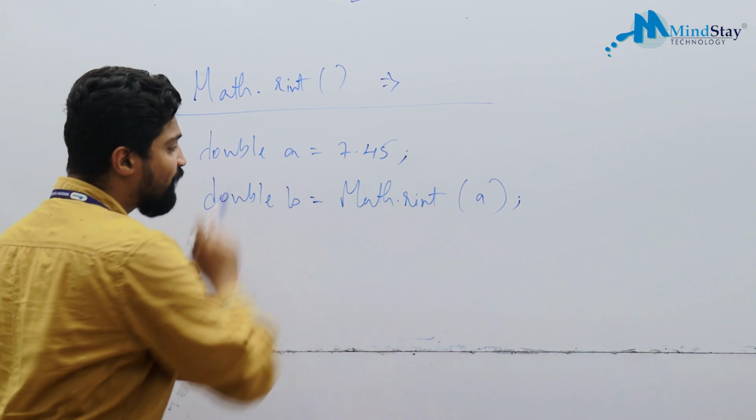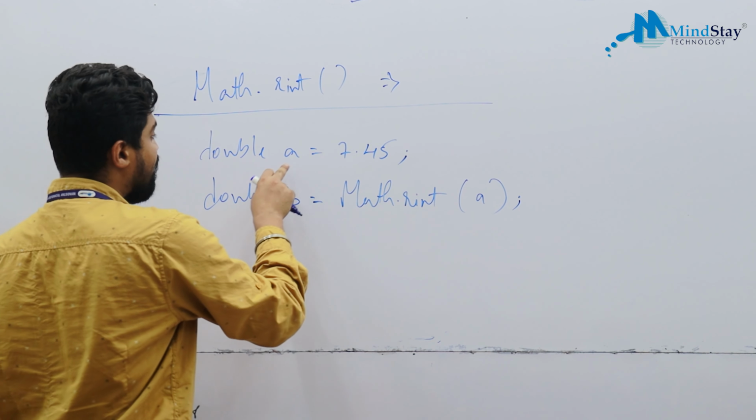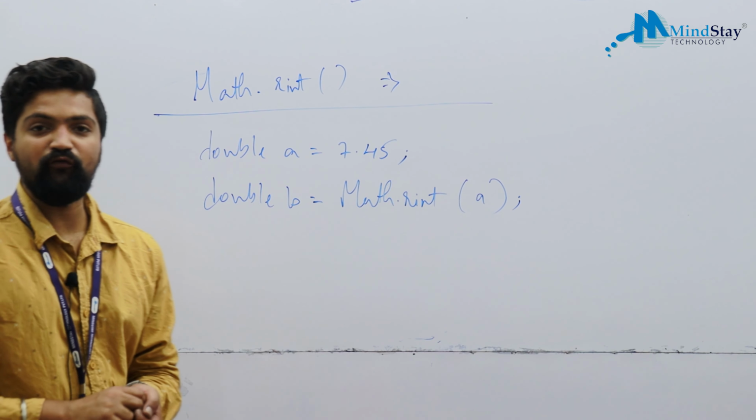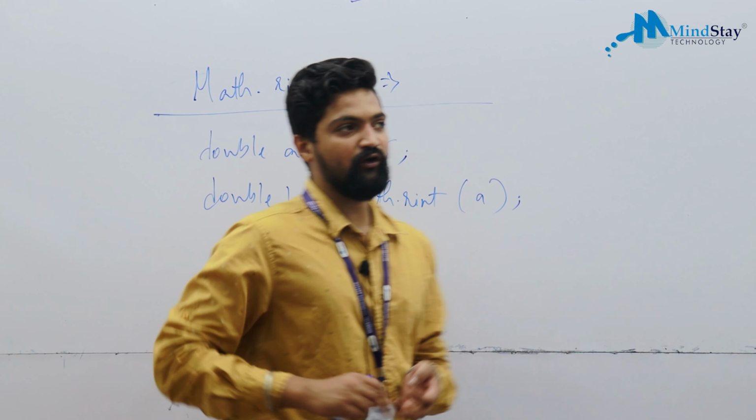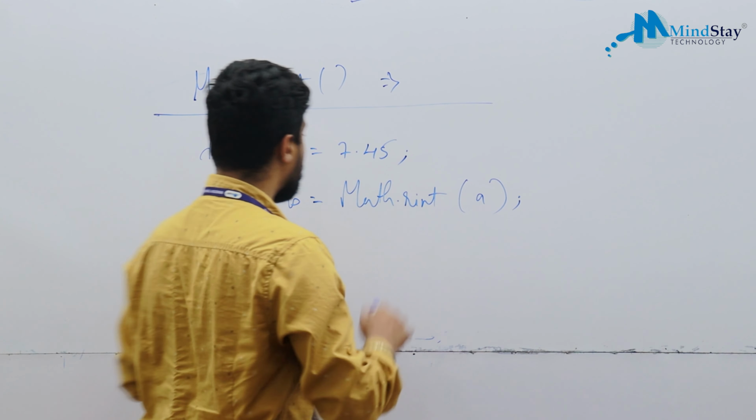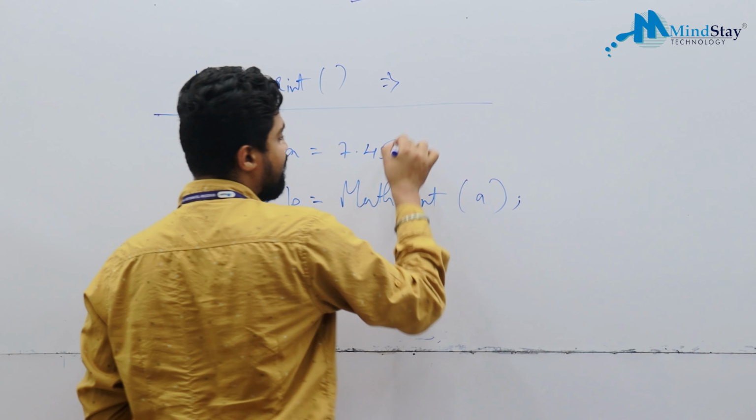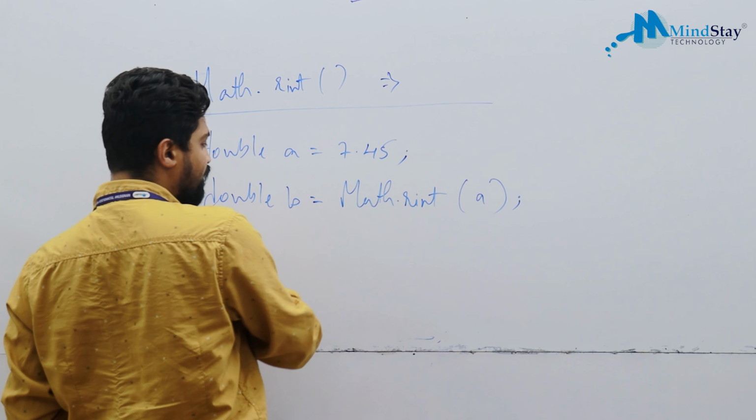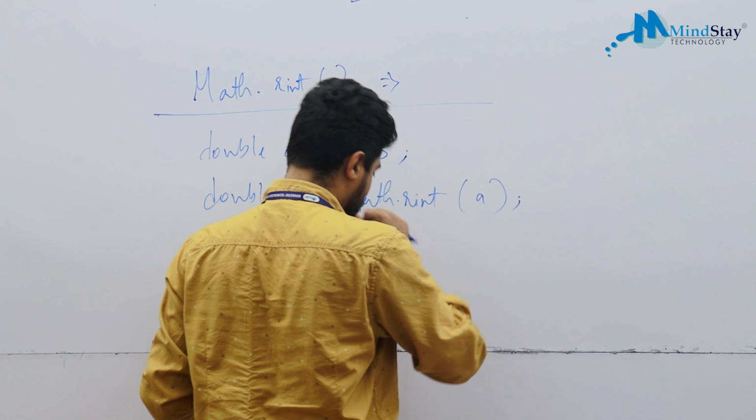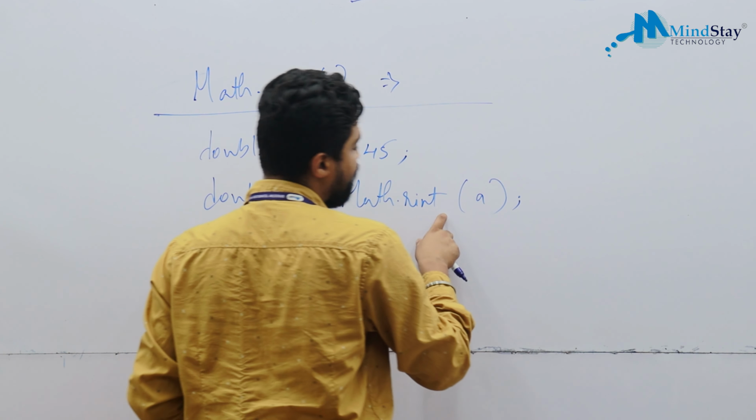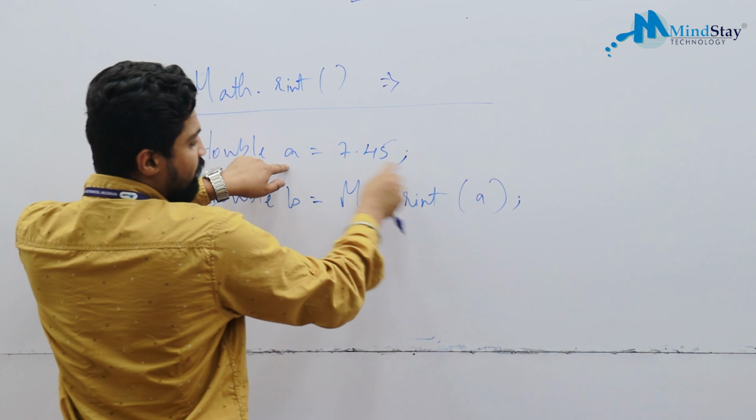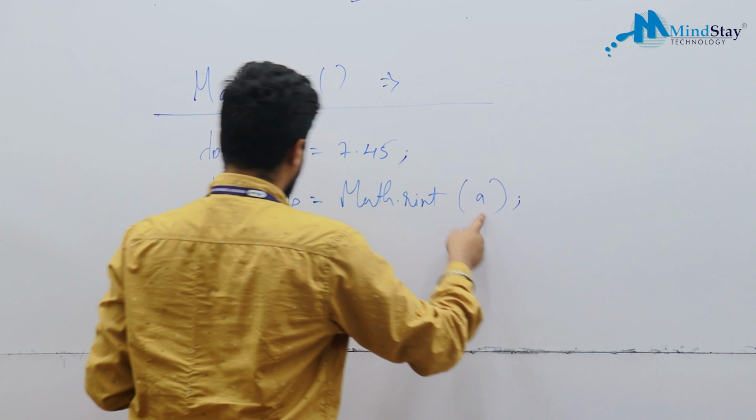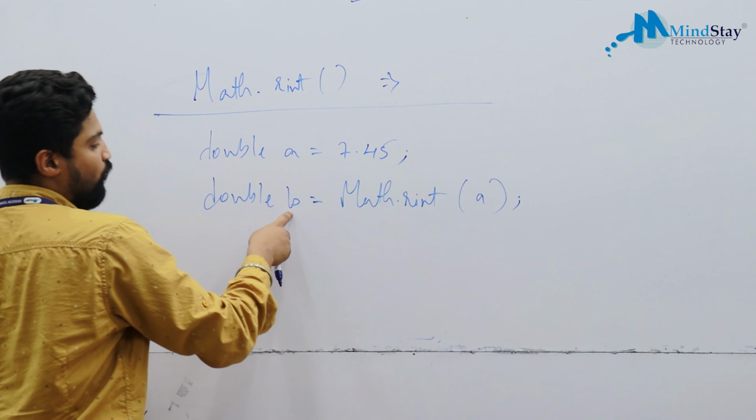So what is the value of A? The value of A here is 7.45. Now we know 7.45 is not an integer. So if you convert it into an integer, what happens? This entire decimal value gets truncated, right? So this also does the same. In double B, if you put math.rint A, this will delete the 0.45 and give B only 7.